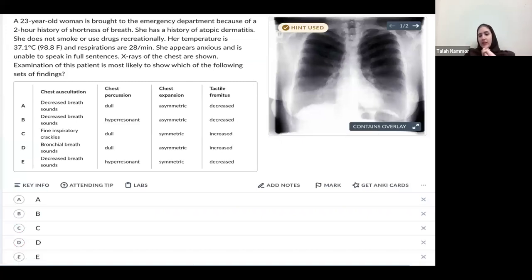Okay. Now we're gonna play a little game. You guys are gonna hate me. A 23-year-old woman is brought to the emergency department because of a 2-hour history of shortness of breath. She has a history of atopic dermatitis. I know, guys. I'm sorry. Now let's see. She does not smoke or use drugs recreationally. Her temperature is 37.1. Respirations are 28 per minute. So she's hyperventilating. She appears anxious and is unable to speak in full sentences. X-ray of the chest is shown. So you guys can see the chest. Tell me, what do you see in the chest?